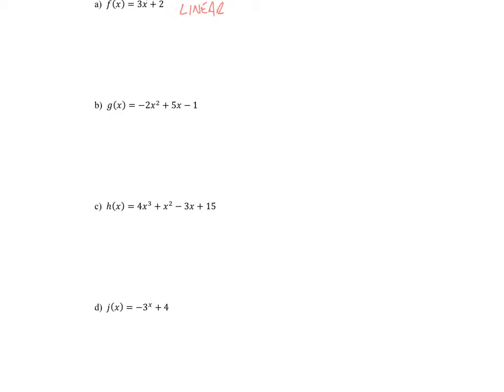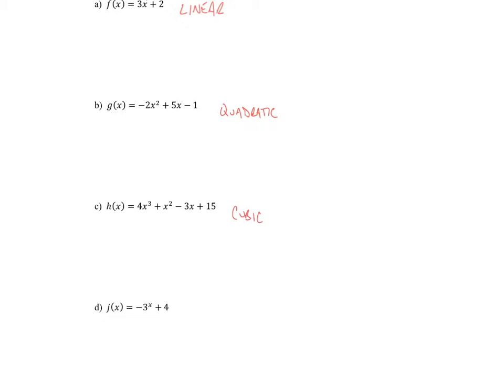B says g of x equals negative 2x squared. There's your hint. If 2 is the highest power of x, then this is a quadratic. h of x's highest power is 3. It's a 4x cubed, so it's a cubic.